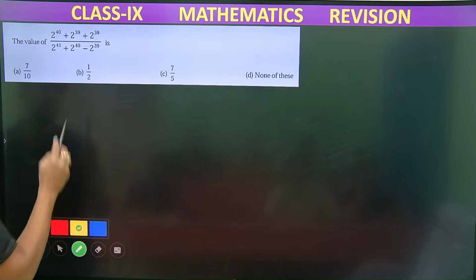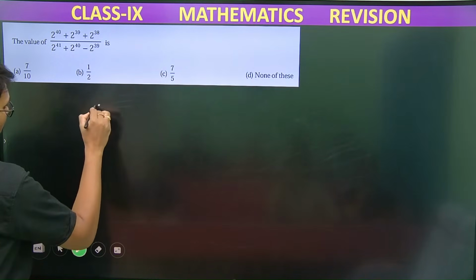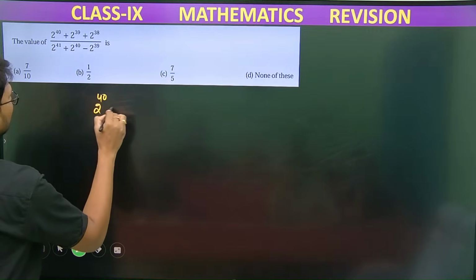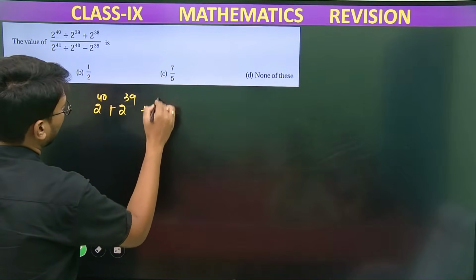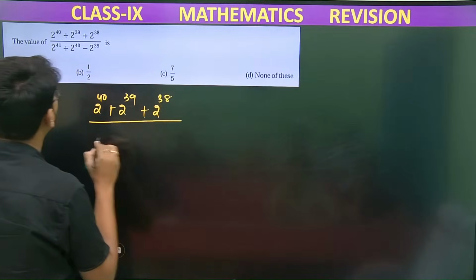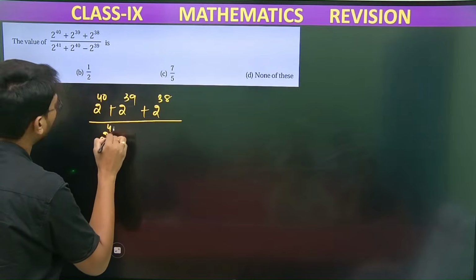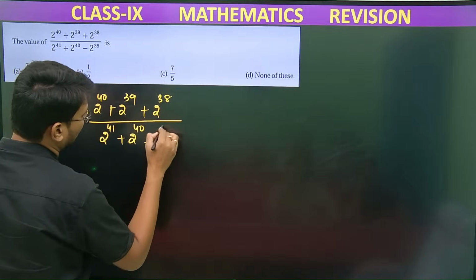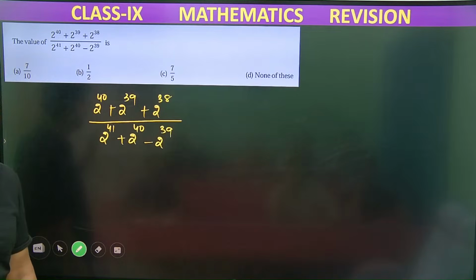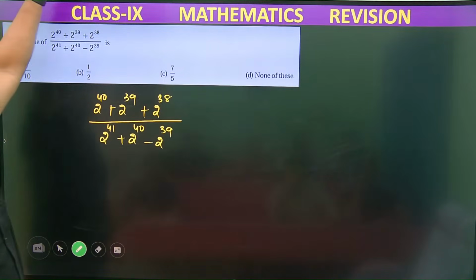So we have to solve how, check. It is given 2 to the power 40, very simple question, plus 2 to the power 39 plus 2 to the power 38, whole divided by 2 to the power 41 plus 2 to the power 40 minus 2 to the power 39. Yes or no? So how can you solve this question?